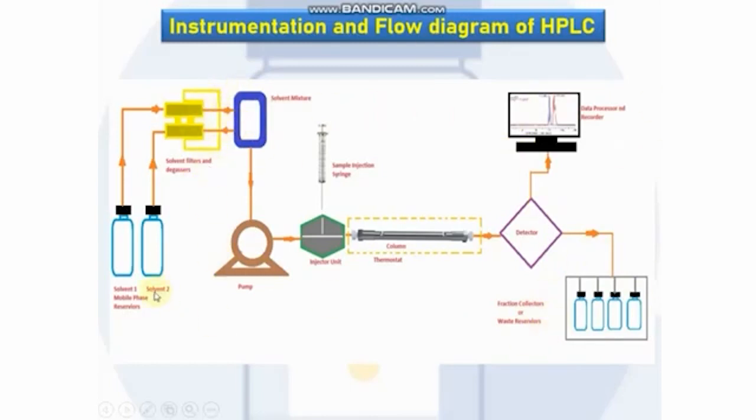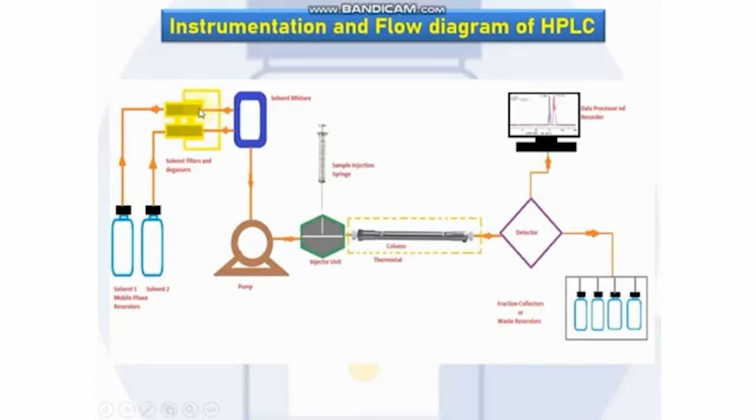Here in HPLC, the HPLC apparatus is provided with one or more glass or stainless steel reservoirs, each of which contains 500 ml to 2 liter of a chosen solvent. Each solvent is then passed through suitable filters and degassers to remove dust and dissolved gas.